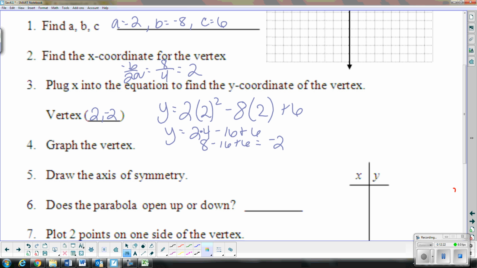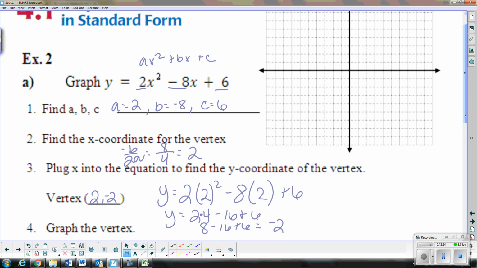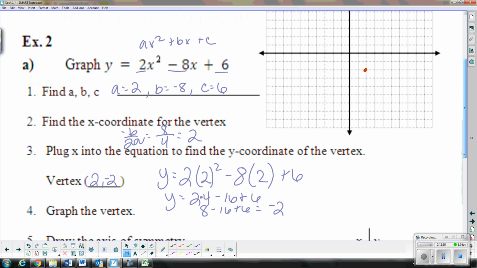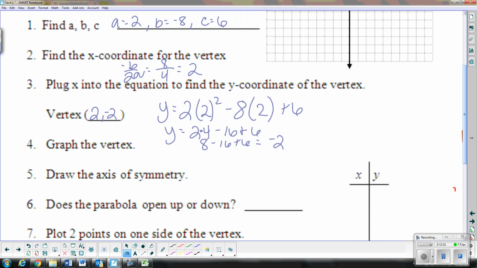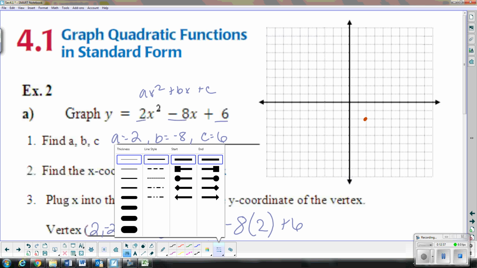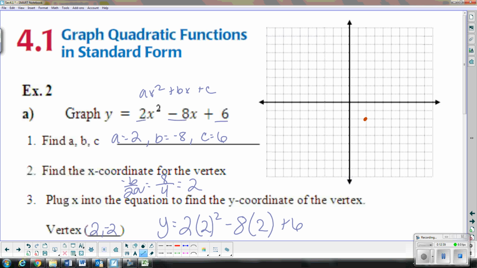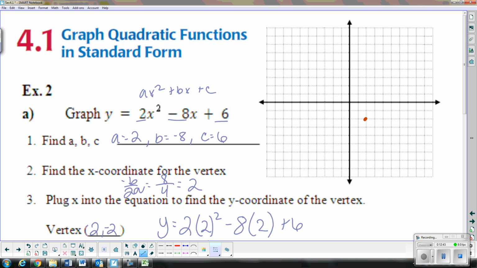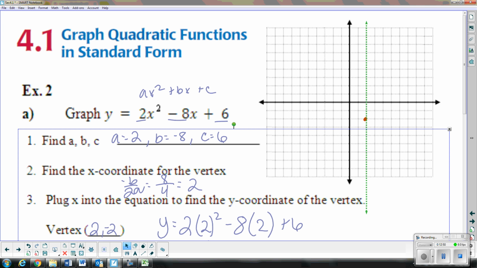Now we need to graph the vertex. So we're just going to plot that point, 2, negative 2. And the next step is to draw the axis of symmetry. The axis of symmetry goes through the x-coordinate of the vertex, and it's a vertical line. So x equals 2.